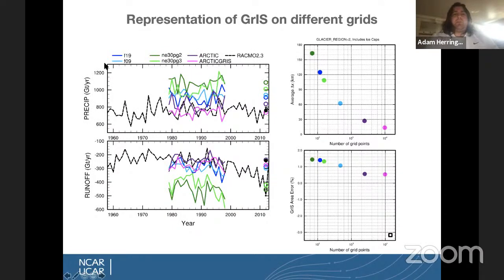And so for the precip rate over time integrated over the ice sheet in gigatons per year, the pink and the purple, which are the variable resolutions, obviously do a very good job comparing favorably to RACMO. Finite volume does pretty good, and it does better than the quasi-uniform 1-degree versions.